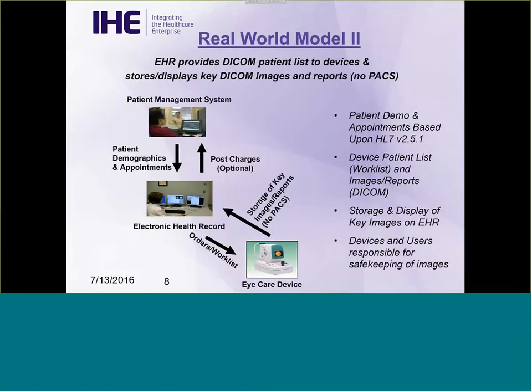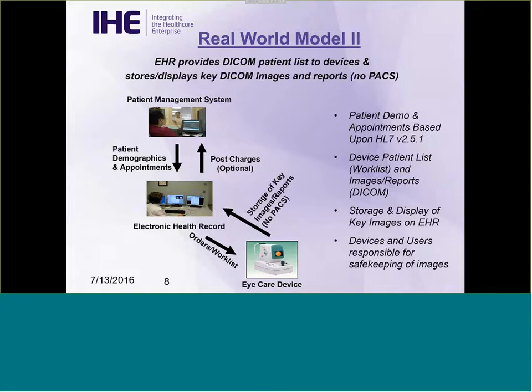RealWorld Model 2 is a clinic or an organization that decides they do not want to invest in an image storage or PACS system. So there's actually no PACS here. And so this model enables that capability. And so let's talk about some of the key features and some of the key ideas in RealWorld Model 2. So again, you start out with a practice management system and an EHR. And the way that they work together is really exactly the same in all models.